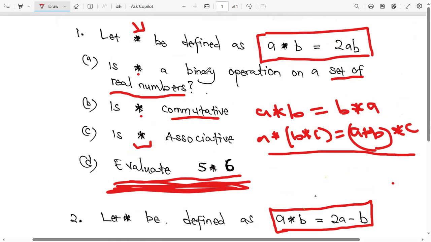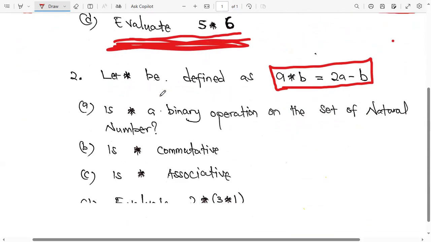Yes, on the closure rule, we've been using numbers. And on the commutative part, here we just concluded that 2ab was equal to 2ba. If you want, you can get two numbers from the real numbers and test them. You'll see that they give you the same answer, so it will remain commutative. Okay, sir, thank you.